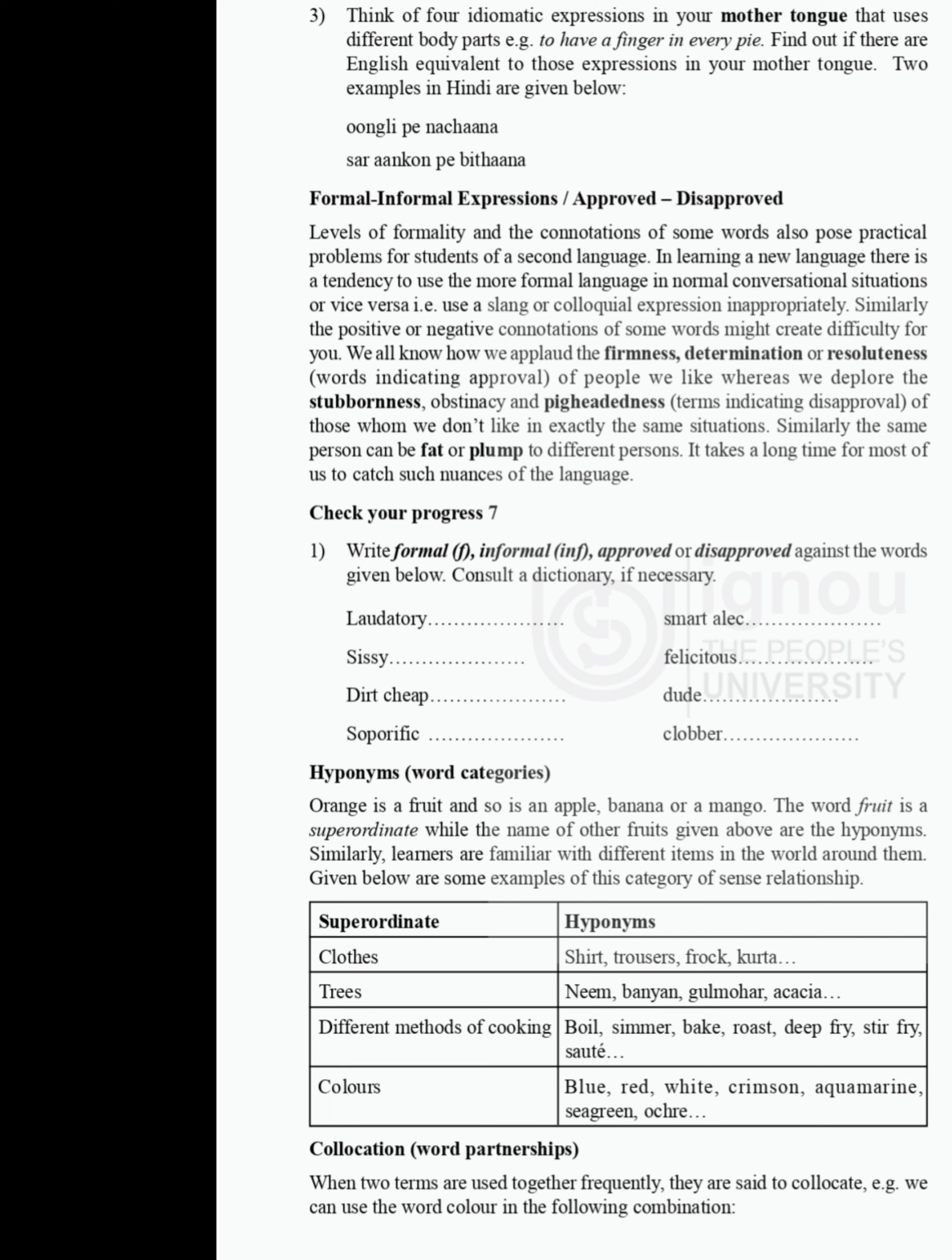Different methods of cooking: boil, simmer, bake, roast, deep fry, stir fry, saute. Colors: blue, red, white, crimson, aquamarine, sea green, ochre. Collocation, word partnerships. When two terms are used together frequently, they are said to collocate, e.g. we can use the word color in the following combination.